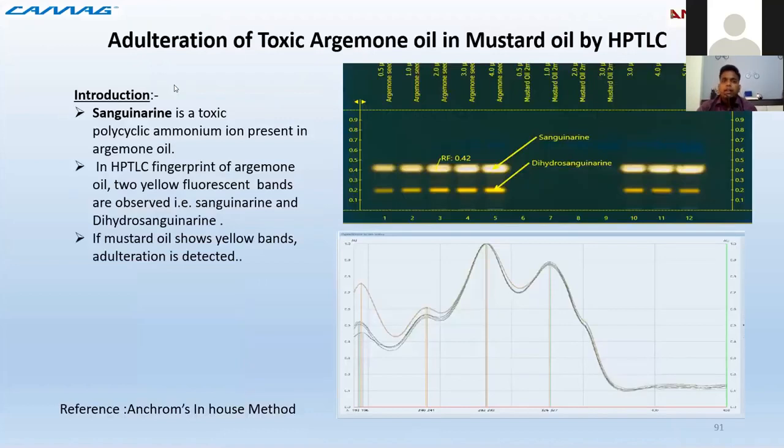Then there is adulteration of toxic argemone in mustard oil samples also. So we all know sanguinarine is a toxic polygonal ammonium ion present in the argemone oil, and this can be detected. And if any adulteration was added, that also can be detected by using HPTLC.